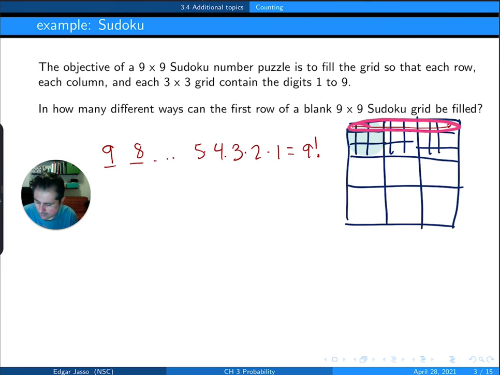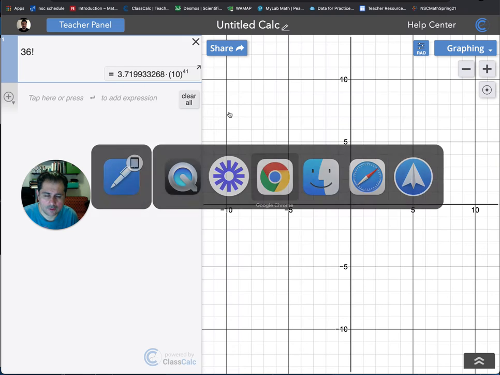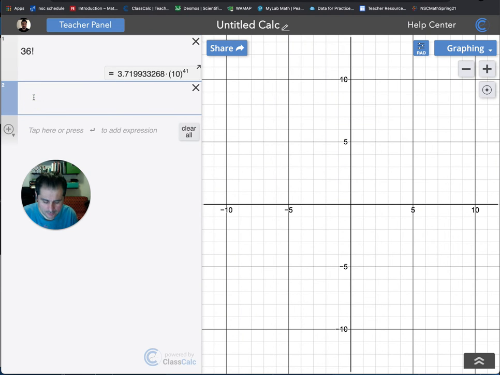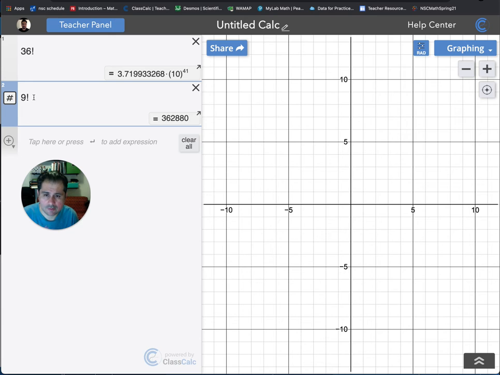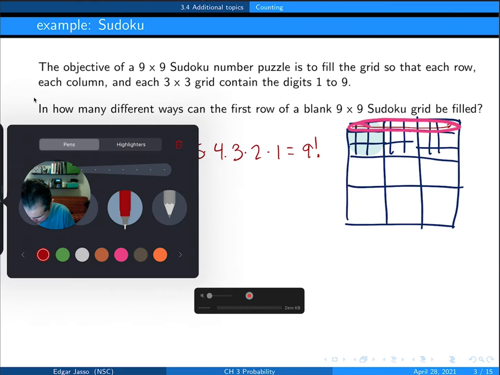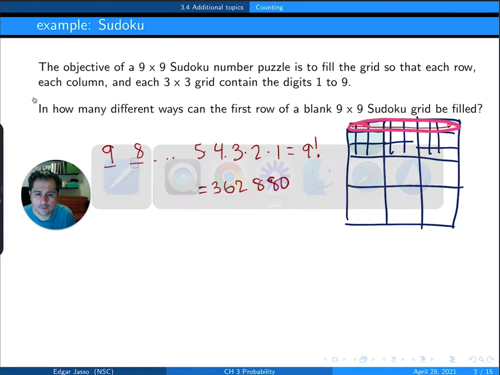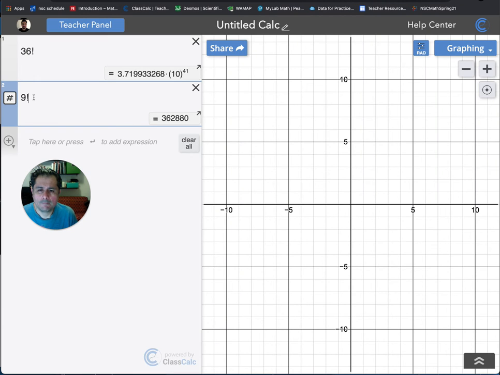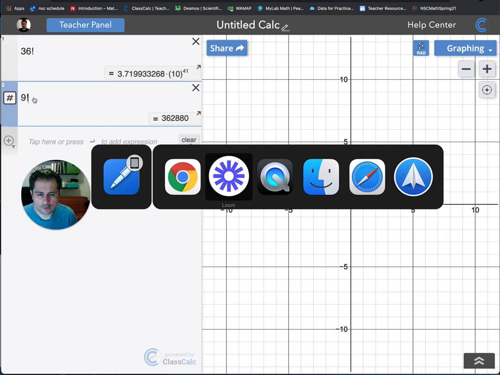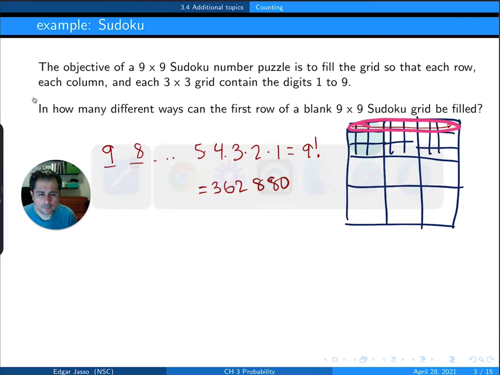So how much is 9 factorial? Let's have an idea. Let's go to our calculator, and I can just type 9 and put the exclamation mark. So 362,880. Yeah. So this is 362,880, I believe that was. Yep. Okay, so we got our example.